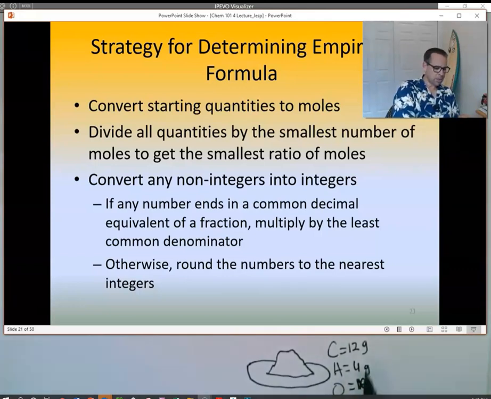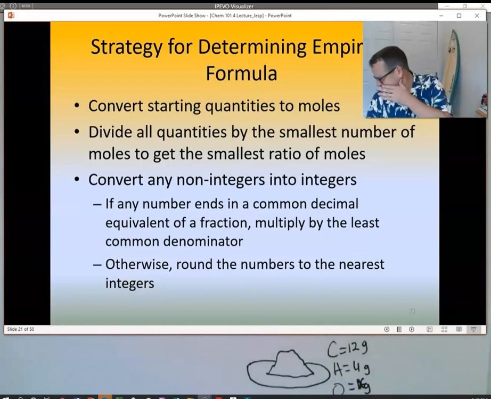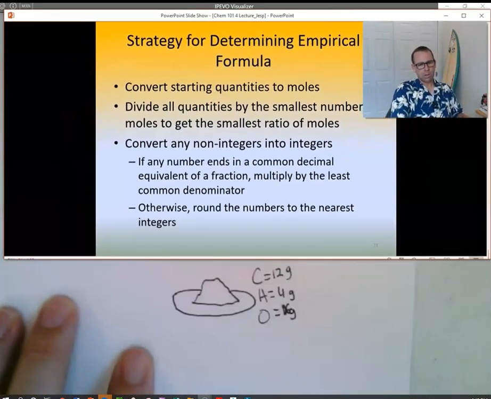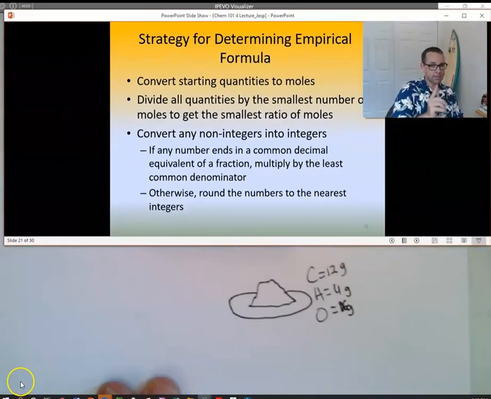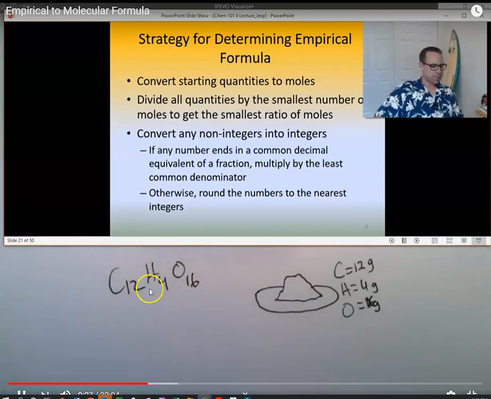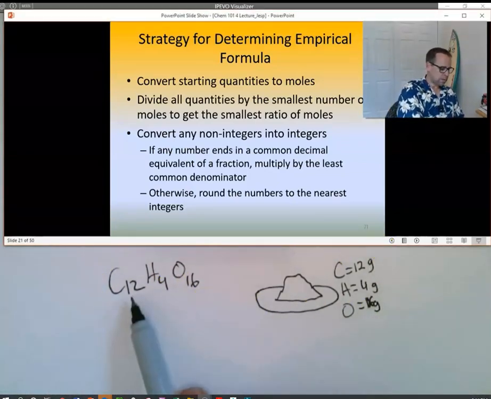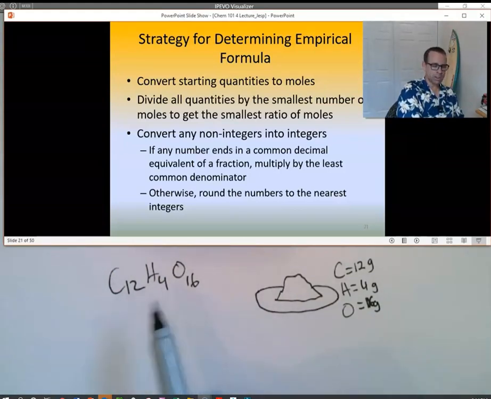So now that we know how many grams of each of these, can we take these values just like this, grams of carbon, grams of hydrogen, grams of oxygen, and just stick them on the empirical formula? So for example, can we take these grams and put it directly onto an empirical formula? Like this, could we call it C12H4O16 using the grams of material? Can we put that on there like that? What do you think? Is that okay to do?